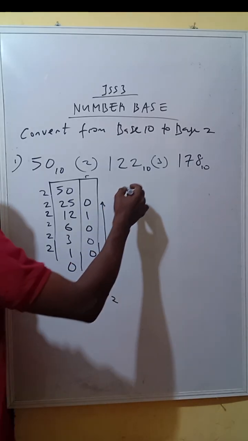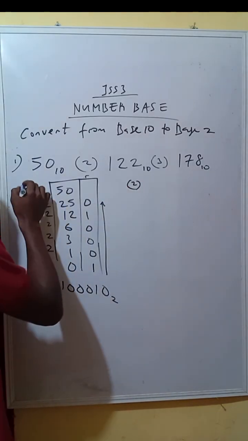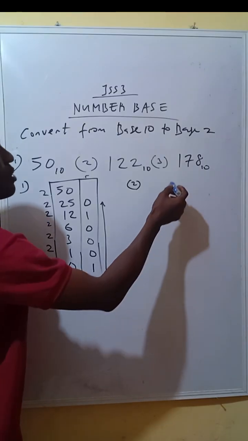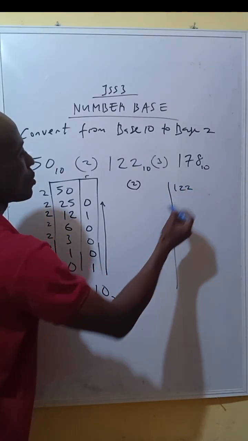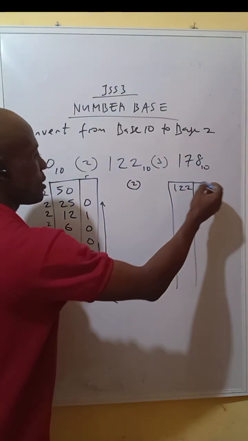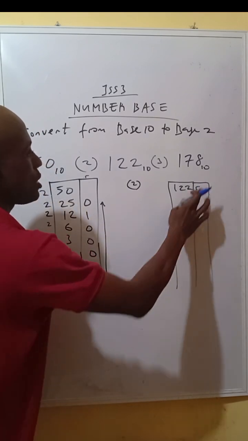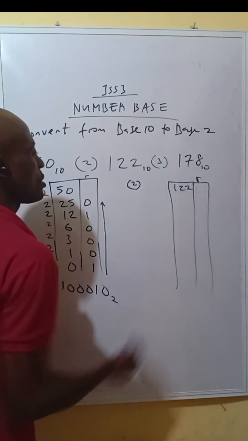So let me do this second one. This is the first. So you have 1, 2, 2, 1, 2, 2. Don't forget, the remainder is key. The remainder is what? Key.